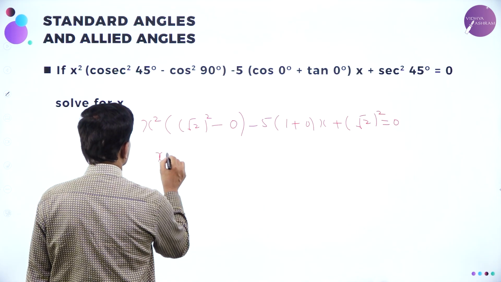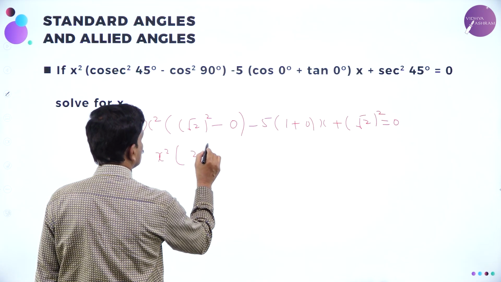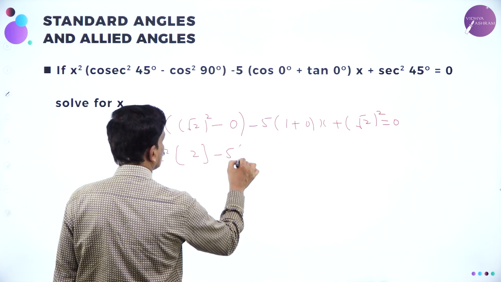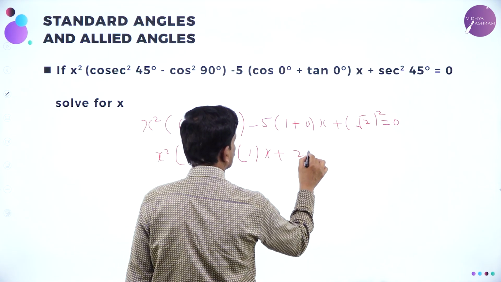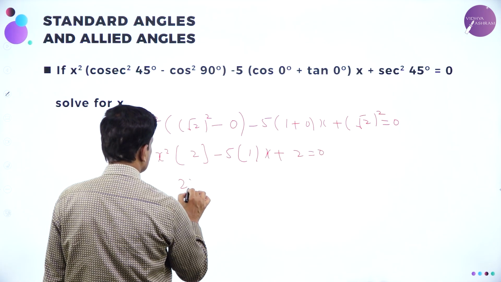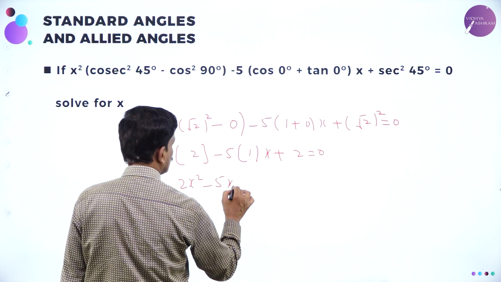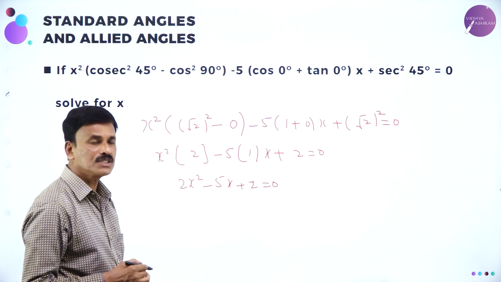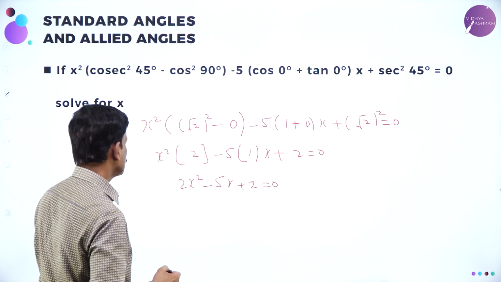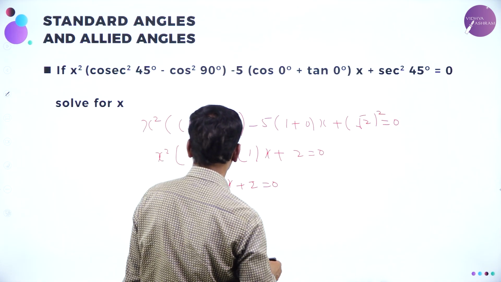So, this is x square into root 2 whole square is 2 minus 0 is 2 minus 5 into 1 plus 0 is 1 into x plus root 2 whole square is 2 is equal to 0. So, this is 2x square minus 5x plus 10 is equal to 0. Again, this is a quadratic equation. Solve this quadratic equation. So, how to solve this quadratic equation?